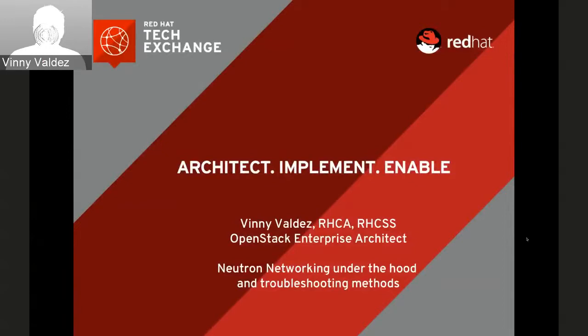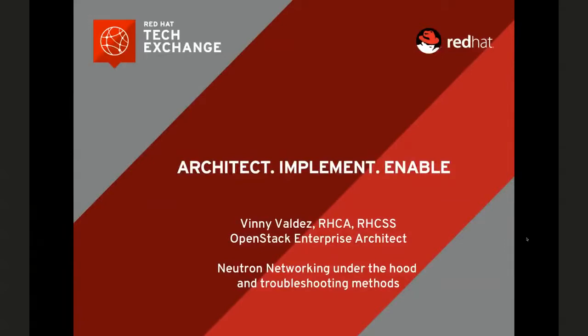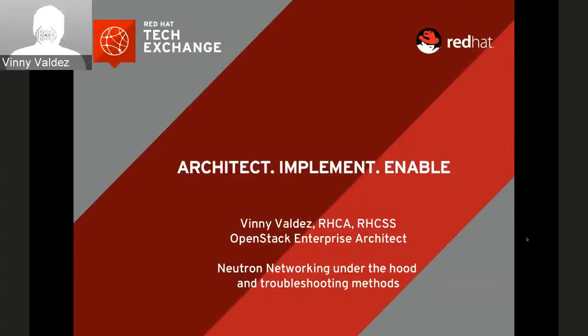Nova Network does not have any type of plugin system. That's another thing to think about. Whereas Neutron does. There are many third-party plugins available. Many have been certified with RHEL OSP. There are many others out there, Nicira, Cisco, quite a few that are able to plug into Neutron and extend the functionality.